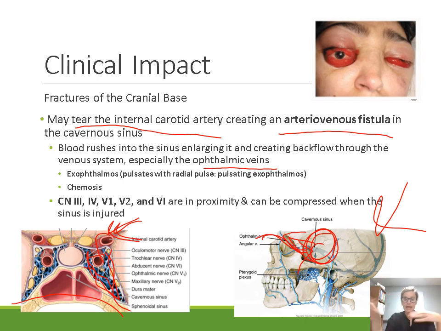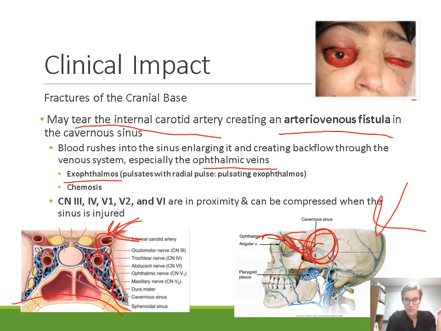Signs of a tear or an arteriovenous fistula in the cavernous sinus are exophthalmos. Exophthalmos is just bulging eyes. Think like exiting ophthalmic eyes, right? So the eyes are bulging out of the head. Now, because this is directly related to arterial blood dumping into the cavernous sinuses every time the heart beats, you can measure the pulse, and every time the heart contracts, more blood gets pushed in, so it's pulsating exophthalmos. You'll see the eyes pulse or push out more every time the heart beats, because that increases the blood and increases the pressure pushing out.